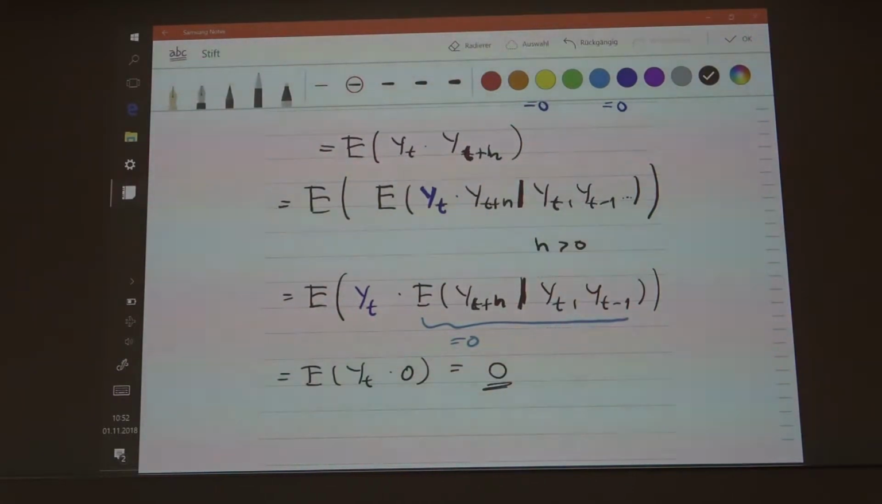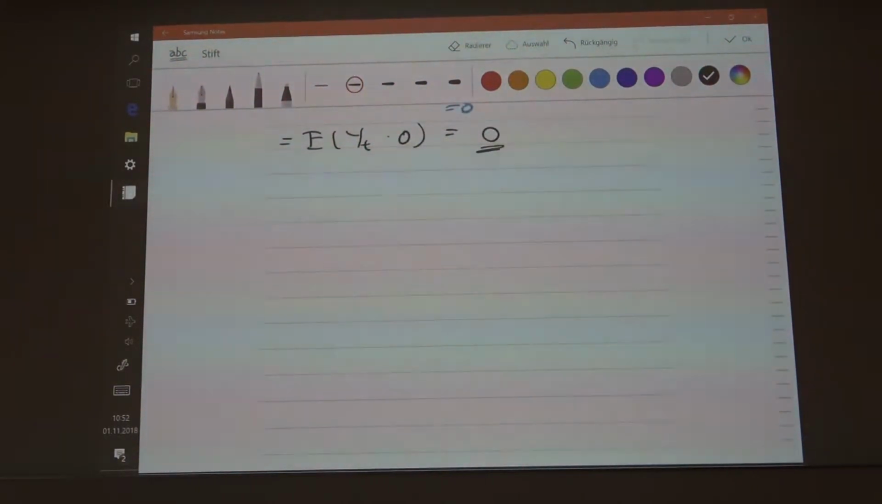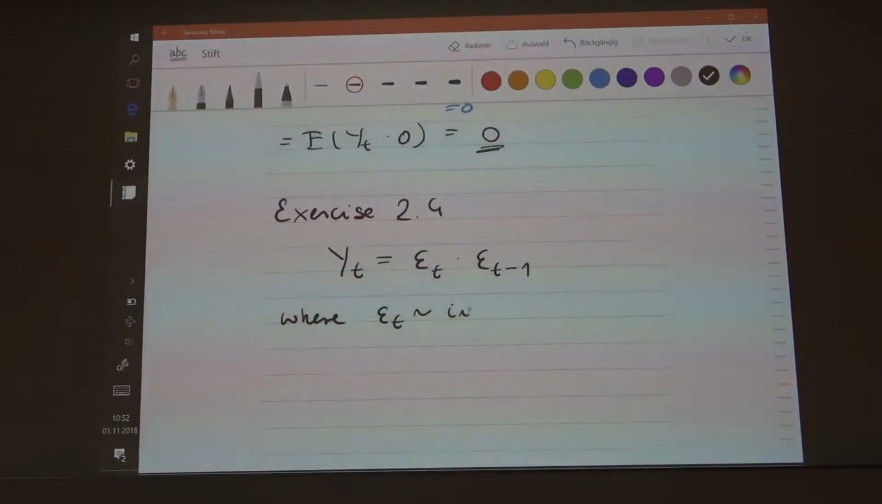This is what you have. Now, in another exercise, 2.4, y_t is defined as epsilon_t times epsilon_{t-1}, and these epsilon_t are white noises. Where epsilon_t is a white noise, and not just a white noise, but let's say an independently and identically distributed white noise. So it's even a stronger assumption. And suppose that the expectation of the absolute value of the process is finite.